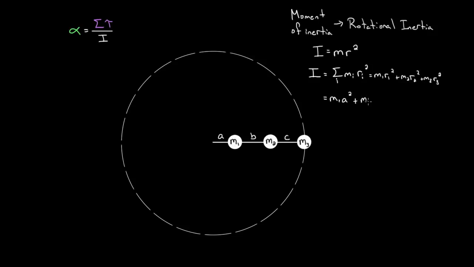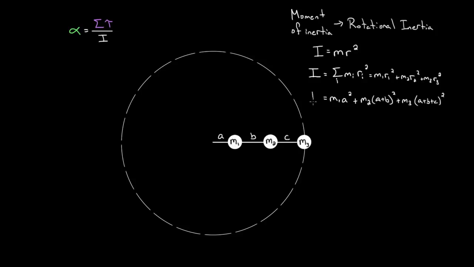So we'll have m2 times its distance from the axis, which isn't going to be b, that's going to be all the way. So that's going to be a plus b squared. And then if you wanted to find the contribution from m3 so that you'd get the total, you'd have m3 times, well, it'd be a plus b plus c squared.